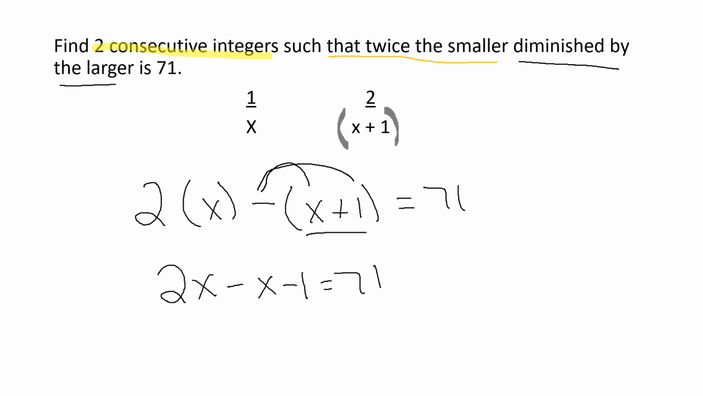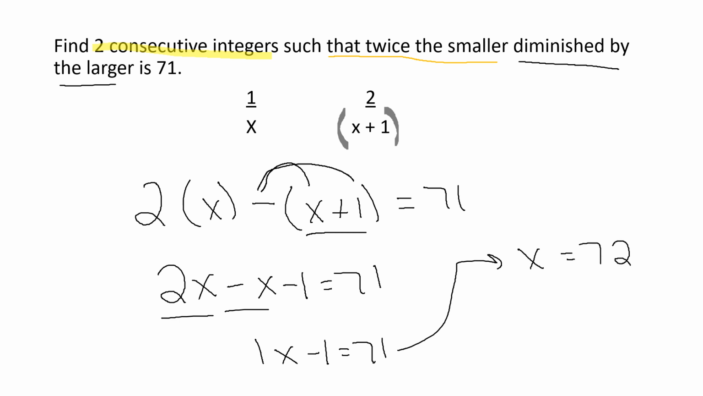Now, 2x and my negative x are like terms, so I can combine them. 2 minus 1 is 1x. Let's come up here. Move that negative 1 over, and so what I end up with is x equals 72.